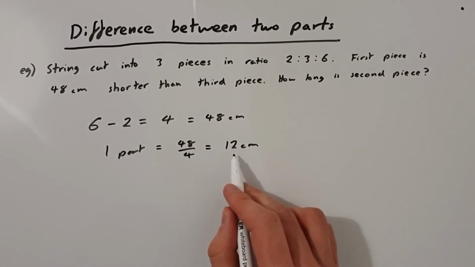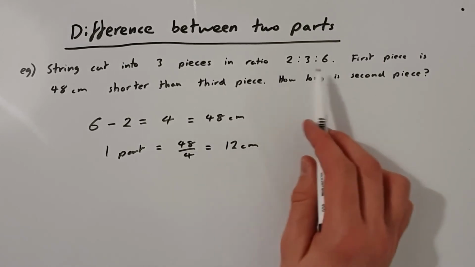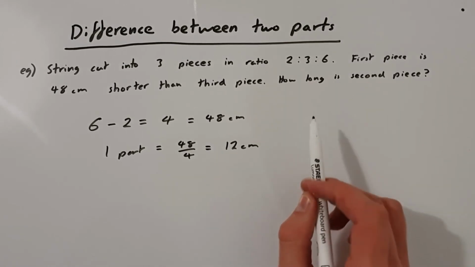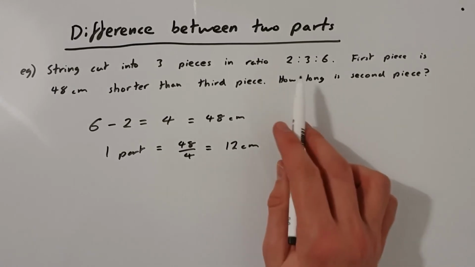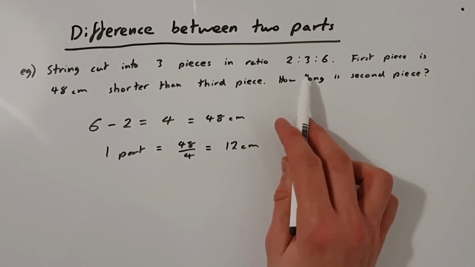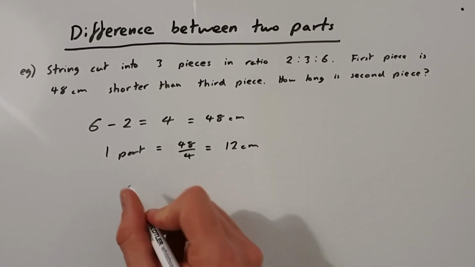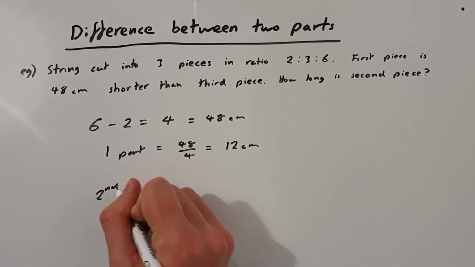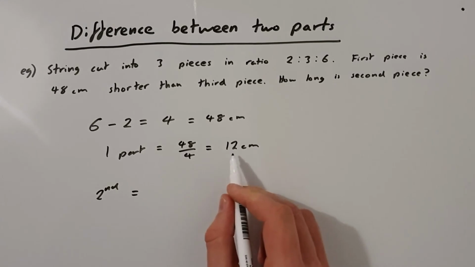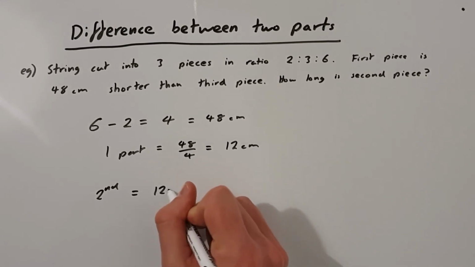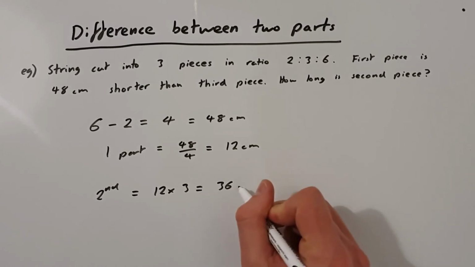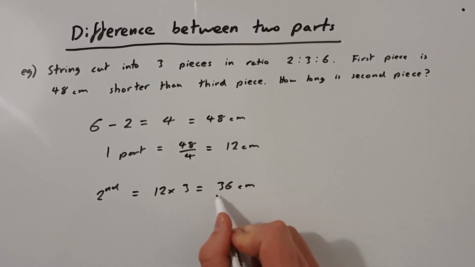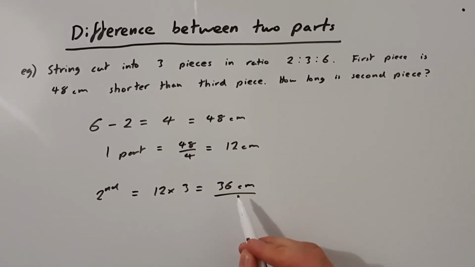And now we know how long 1 part is, we can work out the exact length of any of the parts. The question asks us for the second piece. So this is 3 parts, and 1 part is 12. So the second piece length is 12 times 3, and that equals 36 centimeters. And that is the answer to that question.